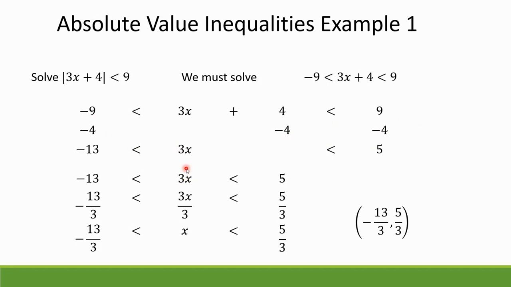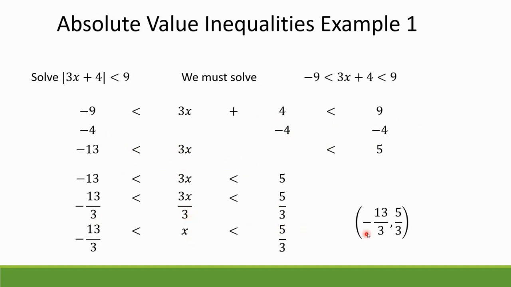Now, how do we get x all alone? We don't want 3x, we want x. Well, we can divide both sides by 3. That's what we do. Dividing both sides by 3, we get x all alone is less than 5/3, greater than negative 13 over 3. So x is all alone.